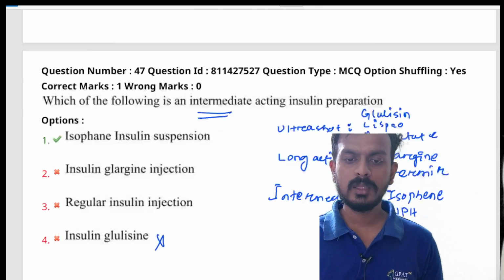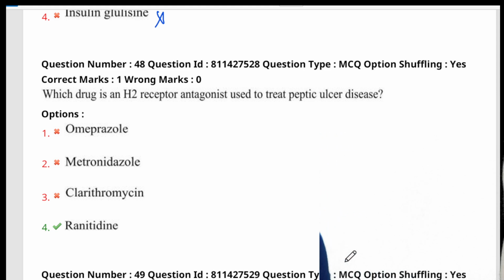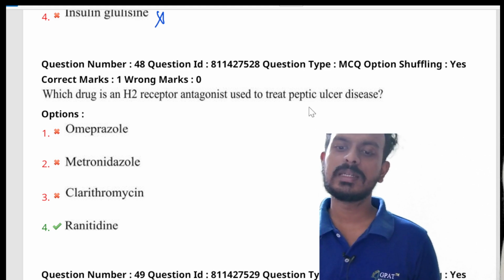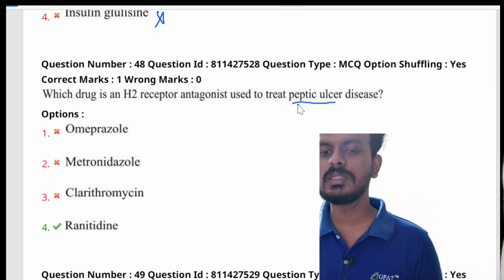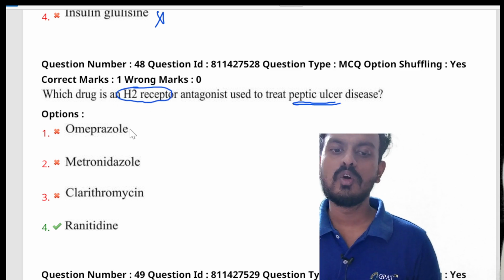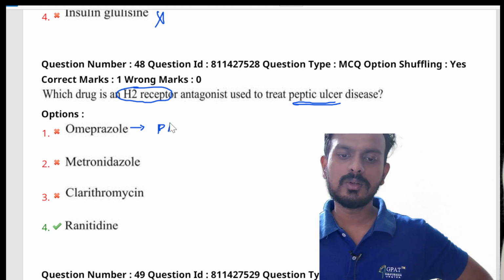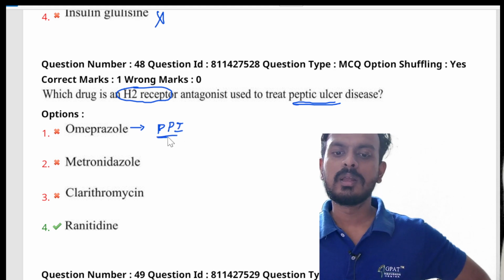Question number 48 is: which is an H2 receptor antagonist used in the treatment of peptic ulcer? So it is asking about peptic ulcer disease and the H2 receptor antagonist. Omeprazole, yes, it is given in peptic ulcer, but which class of drug is it? It is a PPI, that is your proton pump inhibitor.